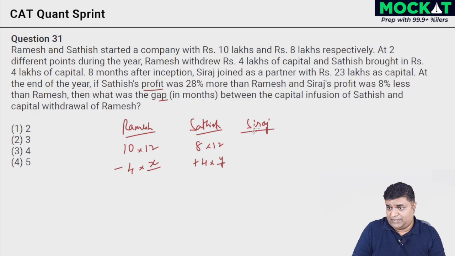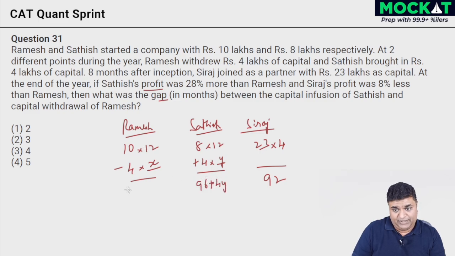Now, what about Siraj over here? Siraj joined as a partner with 23 lakhs as capital, okay? And when was that? That was 8 months after inception. 8 months after the start. That means this 23 lakhs was lying in the business only for the last 4 months after 8 months. 12 minus 8, 4 months, right? So this over here seems to be like the link. There's no variable here. 23 into 4, 25 4s are 100, 23 4s are 92. 8 12s are 96 plus 4y, okay? And over here it's going to be 120 minus 4x.